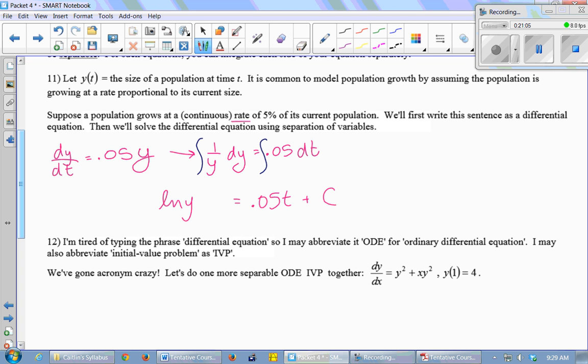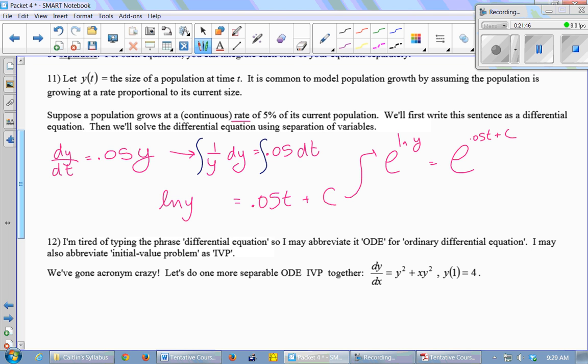All right, so now I have this equation, but remember the solution to the differential equation is a function: y of t equals some stuff with t. How do I solve this equation for y? Raise e to both sides. Yes, you raise e to both sides. So this becomes e to the ln of y equals e to the 0.05 t plus c.